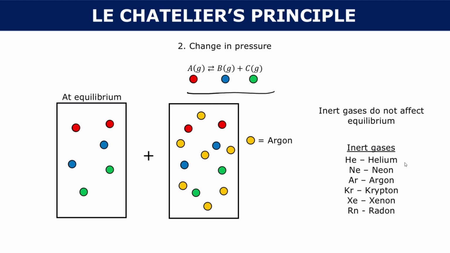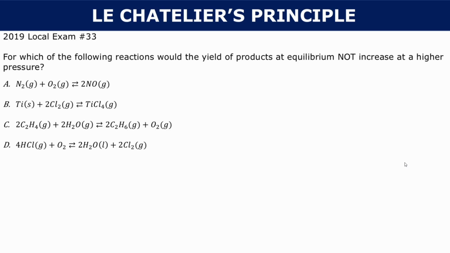Let's do a bit of practice with this pressure bit. For which of the following reactions would the yield of products at equilibrium not increase at a higher pressure? Essentially, if we were to increase the pressure, in which of these reactions would the yield of products not increase? Let's go through each of these.